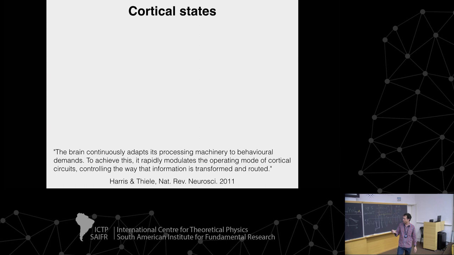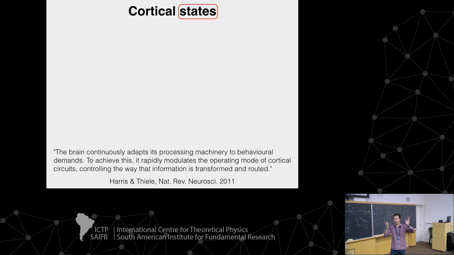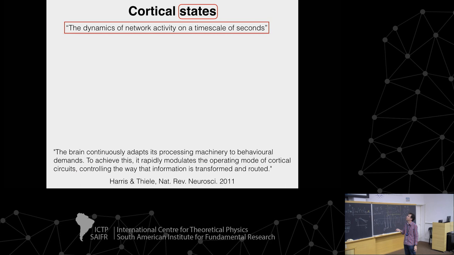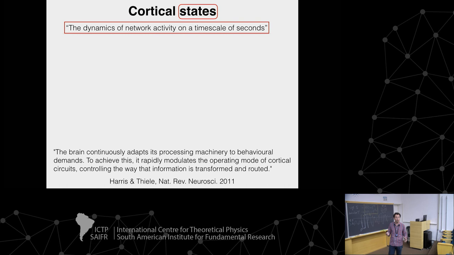So, a bit of jargon, because jargon is terrible, since it differs in different areas. What a physicist calls a state is that if I know the state of the system, then classically I can determine its future if I know the dynamics. Here, state is a little bit different in neuroscience. They call it a cortical state: the dynamics of network activity on a time scale of seconds. So it's not a state in the strict physical sense. It's more like a phase, if you want, roughly speaking, or a thermodynamic state, for instance, in physics, perhaps.